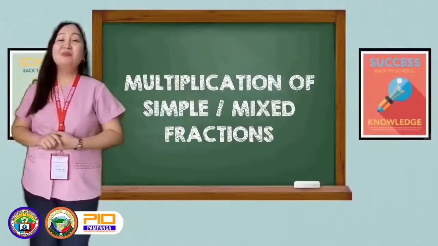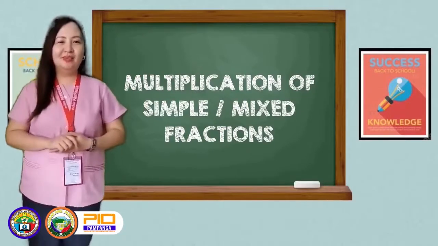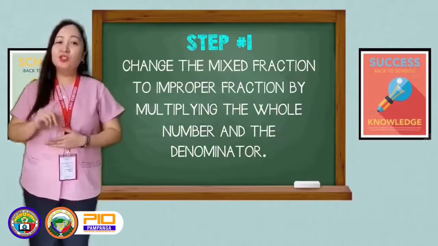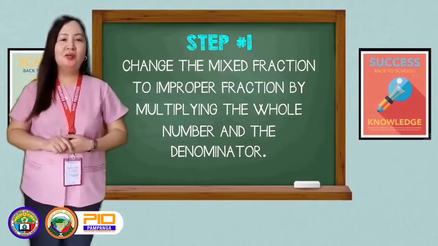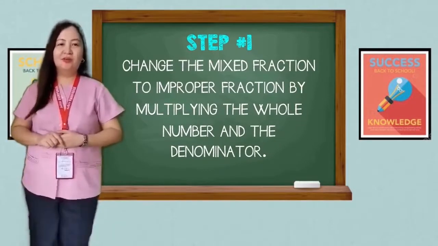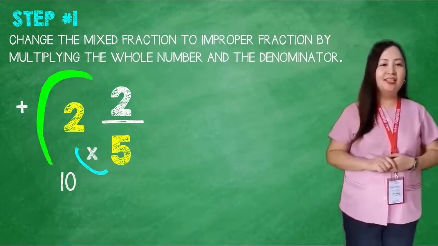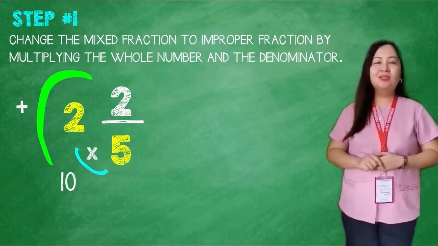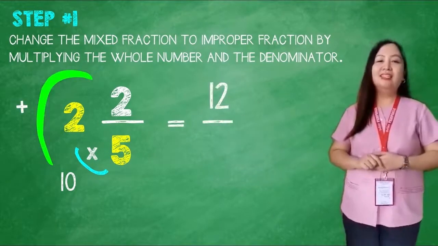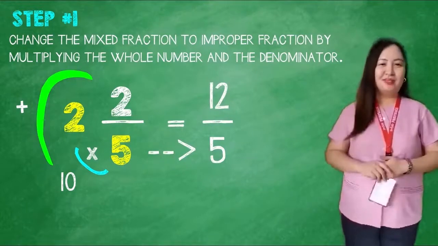To multiply simple fractions and mixed fractions, we can also do the following. First step, change the mixed fraction to an improper fraction by multiplying the whole number and the denominator. 2 times 5 is 10. The product will be added to the numerator. 10 plus 2 equals 12. Copy the denominator. The new fraction now is 12/5.